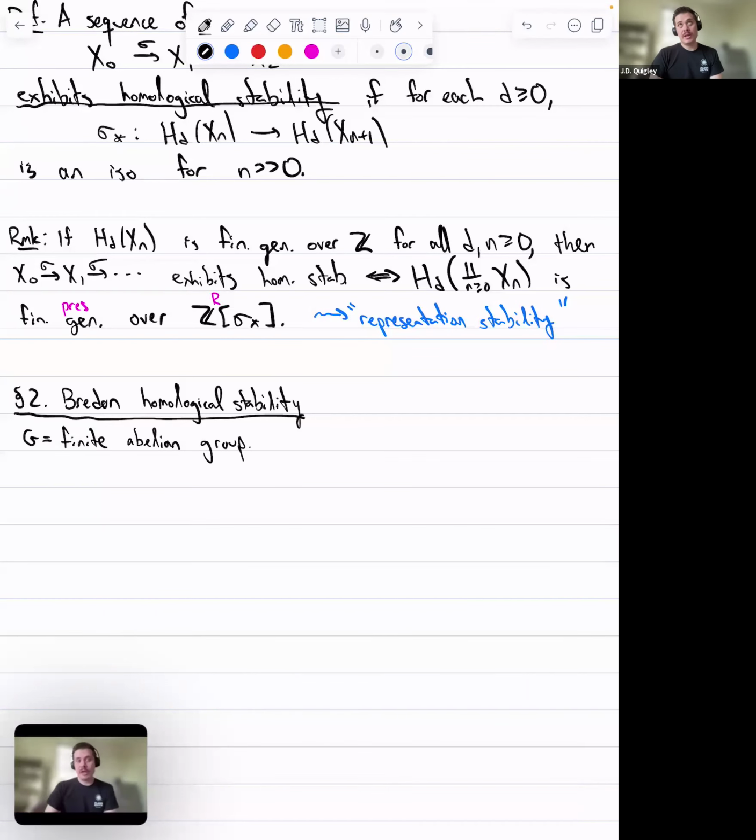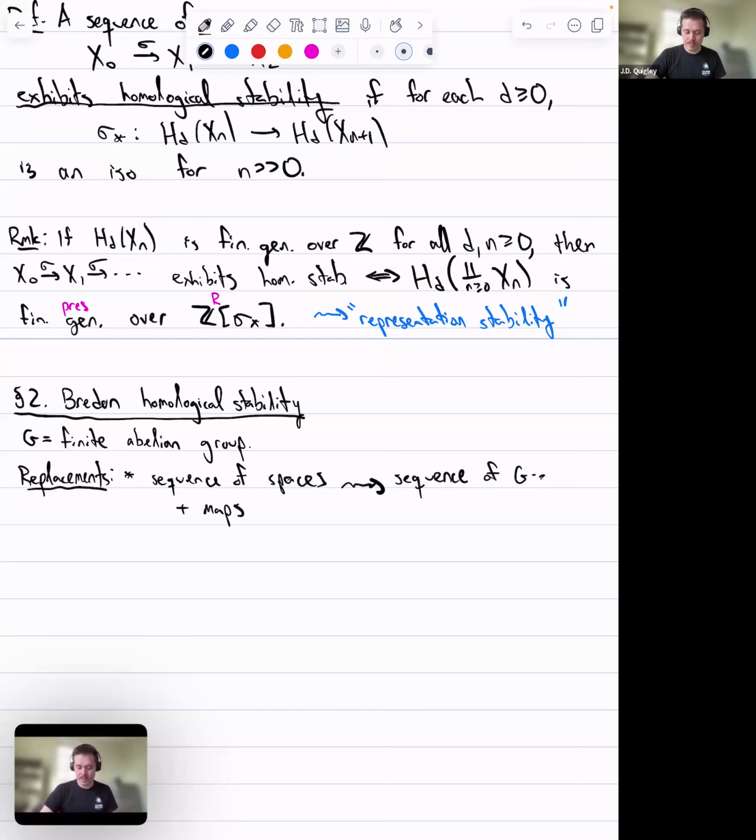So in homological stability, I'm studying homology and I'm studying a sequence of spaces. So let me tell you what the replacements are for both of those. Okay, so classically, I have a sequence of spaces and maps between them, these stabilization maps. In the equivariant world, it's not so hard to guess. I'm going to have a sequence of spaces with a group action, so a sequence of G spaces. And I'll give you a concrete example in a sec. And I'm going to ask for G equivariant maps.